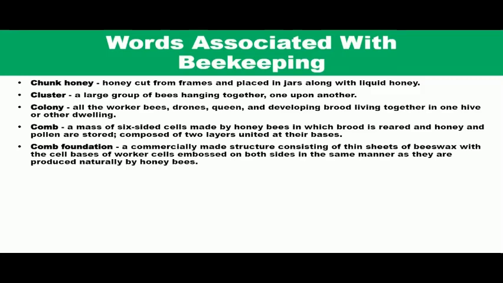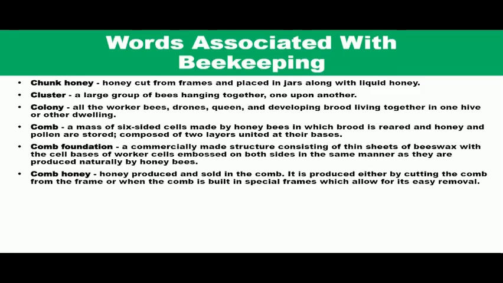Then you have the comb foundation, a commercially made structure consisting of thin sheets of beeswax with the cell bases of worker cells embossed on both sides in the same manner as they are produced naturally by honeybees. Okay, so if you want to keep bees successfully and produce successfully, you need to study their natural behavior.